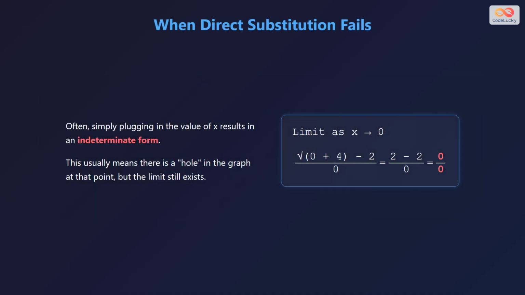Often, when you try to solve a limit problem by simply plugging in the value of x, you encounter a problem. As seen here, plugging in 0 gives us 0 divided by 0. In calculus, this is called an indeterminate form. It does not mean the answer is undefined. It usually means there is a hole in the graph, and we need to do some algebraic manipulation to find the limit.